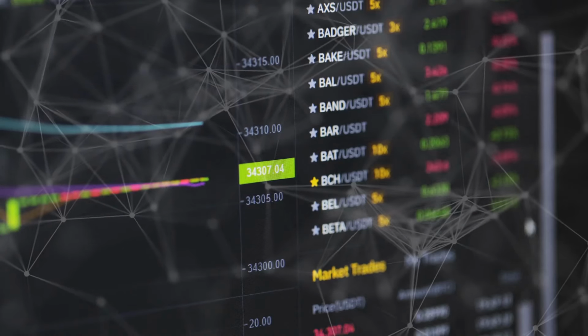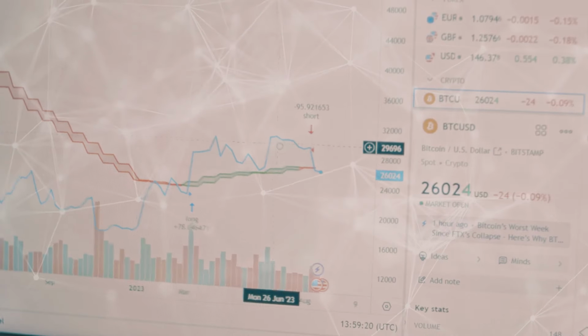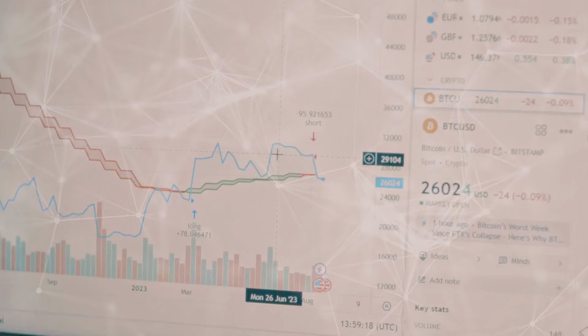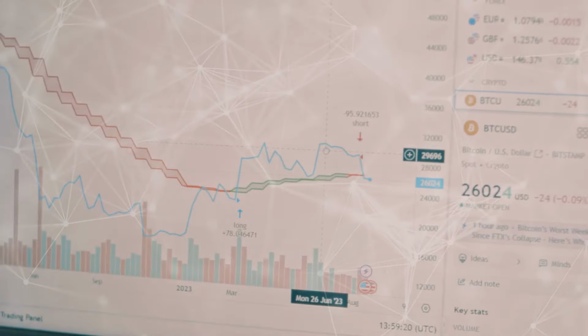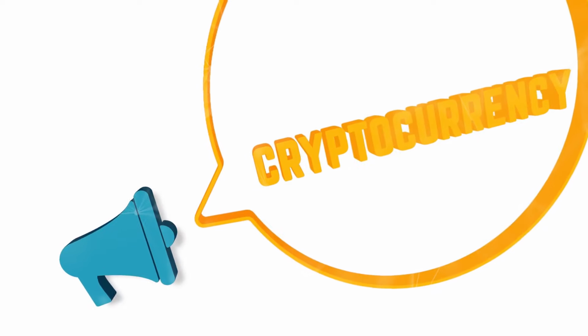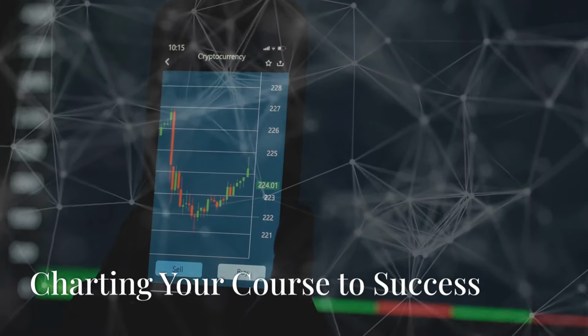Stay informed about market events. Cryptocurrency markets are sensitive to news. Join a trading community. Engage with other traders for insights and support. Always conduct your own research before making trading decisions.